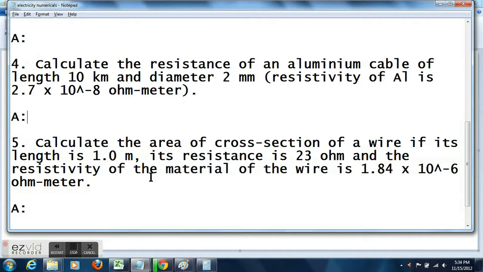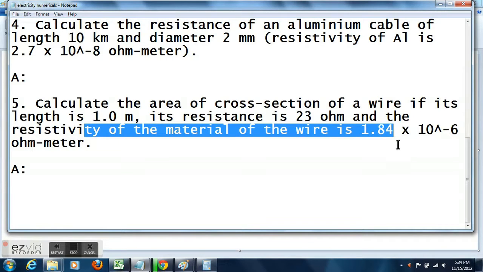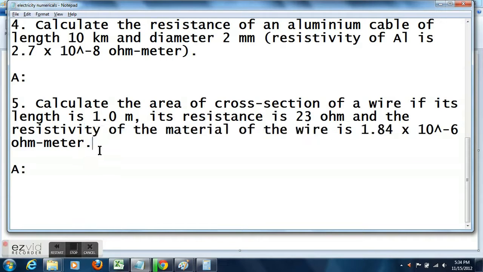Calculate the area of cross section of a wire, if its length is 1 meter, its resistance is 23 ohm and the resistivity of the material of the wire is 1.84 into 10 to the power minus 6 ohm meter. So now again you can solve it on your own. Starting from next tutorial, I'll be discussing the solutions one by one, and you can compare your results with mine. So you can pause the video and start solving now.